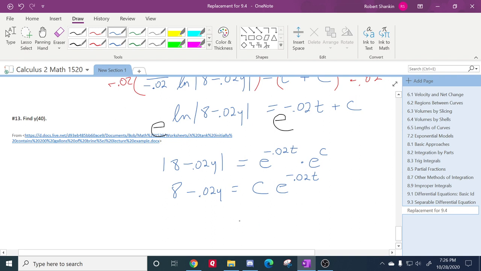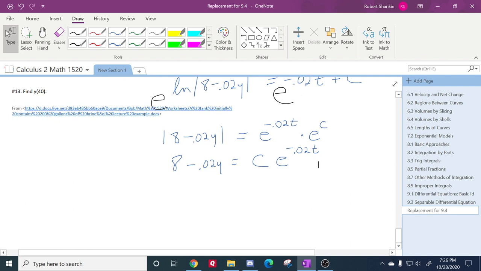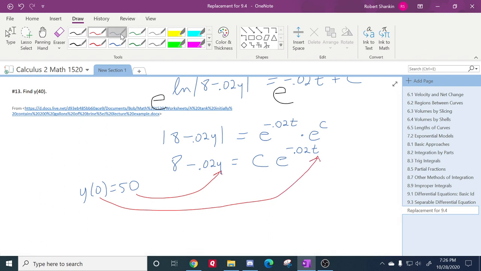Okay. Now, at any point we can determine what the c is, and I might plug it in now. y of 0 equals 50. So if I plug in 50 here and the 0 here, I'll get 8 minus 50 times 0.02 equals c times e to the 0, which is 1.